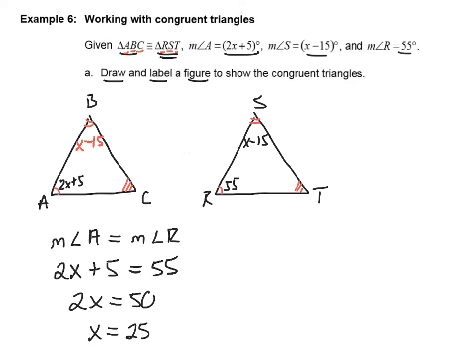Now with x, I can go back and find the measure of my other angles. So if x is 25, that means that angle S is going to be 10, which means angle B is going to be 10. We already determined that A and R are the same, so angle A is actually 55 degrees. And now we have 2 out of 3 angles in my triangle. So we'll call this third angle Y, since we already used X earlier. So we have 10 plus 55 plus Y together equals 180.